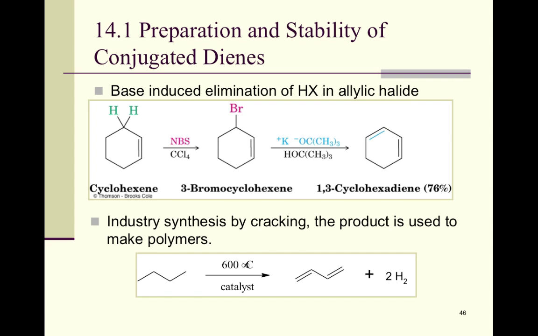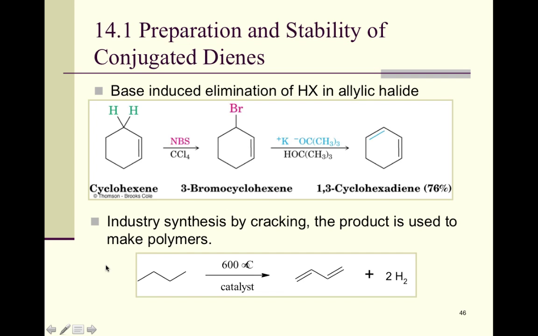Preparation and stability of conjugated dienes. Base-induced elimination of HX in an allylic halide will produce, in this case, a 1,3-cyclohexadiene. We have our carbon-carbon double bond here. NBS is very selective. If you remember, that actually puts the bromo on the allylic position. This set of reagents will cause an elimination reaction to happen, and now we have a conjugated system here.